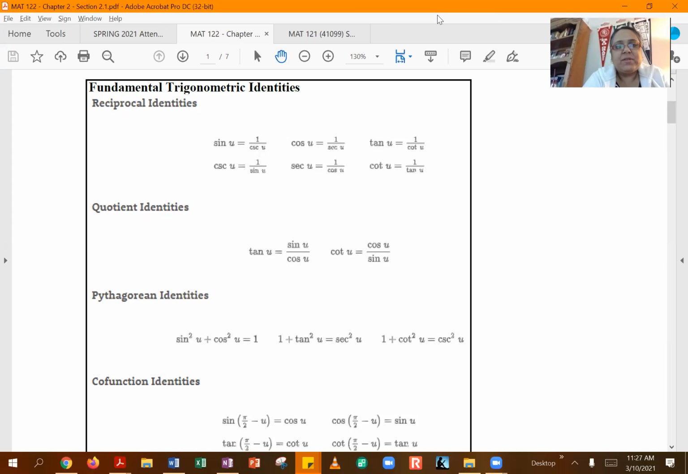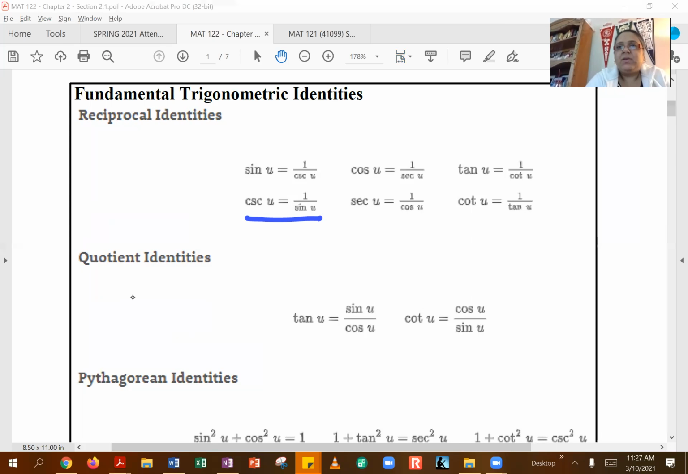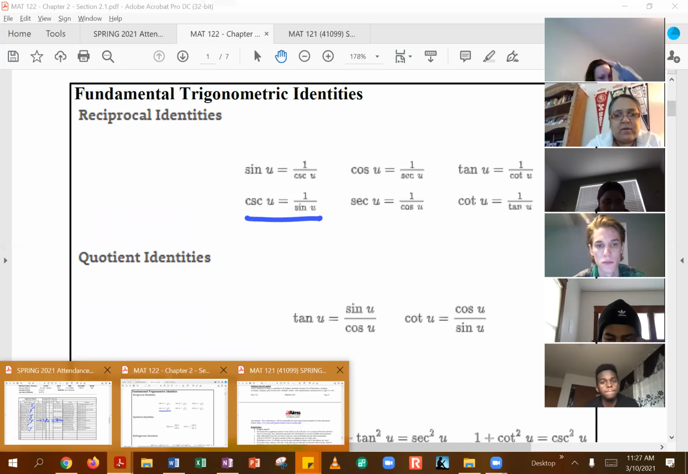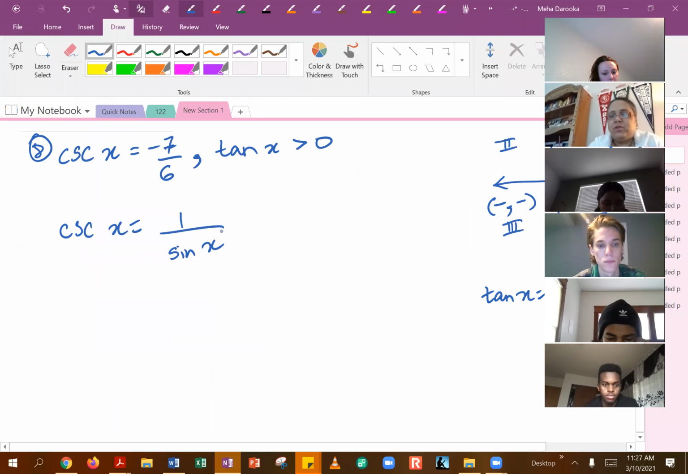And you can see that. I'm not sure if this is too tiny to see, but you can see how we define the cosecant function as 1 over sine function. So you can use that relationship to come up with your sine value. So let's see how we can do that over here. So if cosecant is defined as 1 over sine function, what will you do to find the value of sine function from this cosecant equals -7/6?